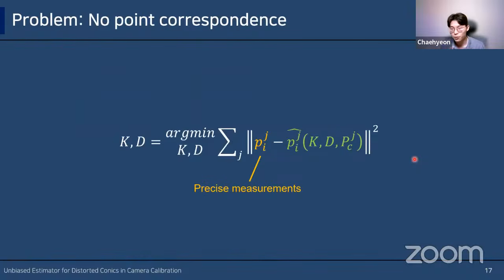Then why have people preferred the checkerboard to the circular pattern up until now? Recall the equation. To achieve high accuracy, precise measurement and the projection model are both required. Circular patterns have the former, however, we don't know the projection model.